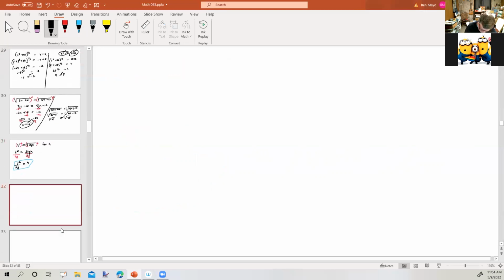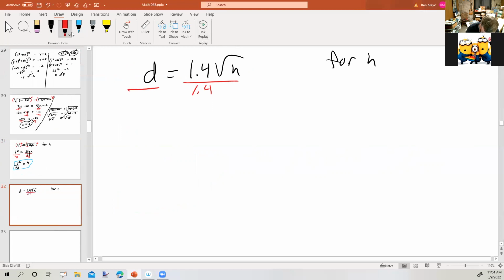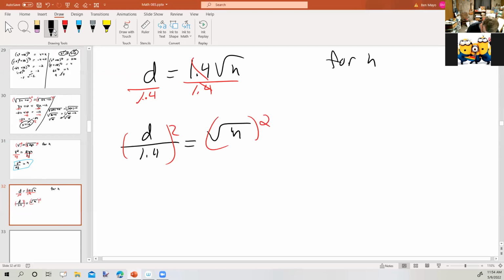All right. Suppose we've got d equals 1.4 square root of h. Solve for h. Well, there's just one radical term and it's isolated. It does have a multiplier, the 1.4 outside. We can get rid of it first or later, either way. If we get rid of it first, we would divide both sides by 1.4. So then we'd have d over 1.4 equals the square root of h. But we want h, not the square root of h. So now we'll square both sides. We get d squared over 1.96 equals h. Because 1.4 squared is 1.96.